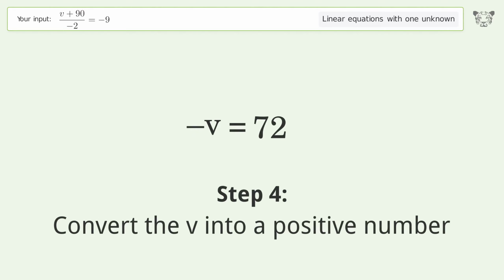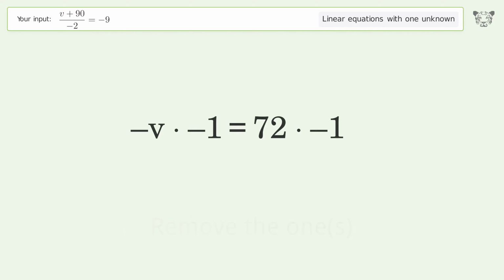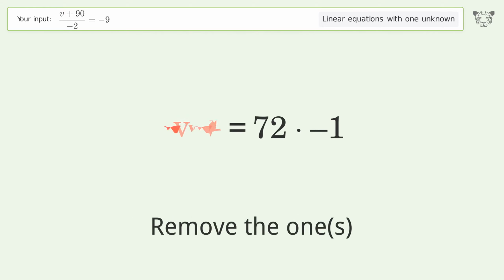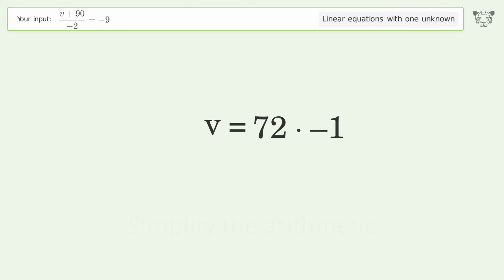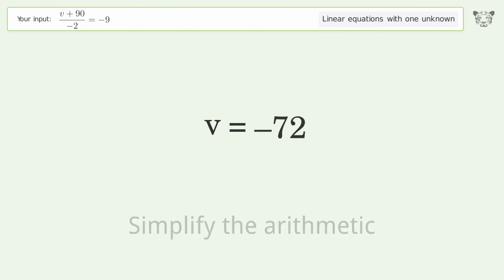Convert the v into a positive number. Multiply both sides by -1. Remove the ones. Simplify the arithmetic. And so the final result is v equals -72.